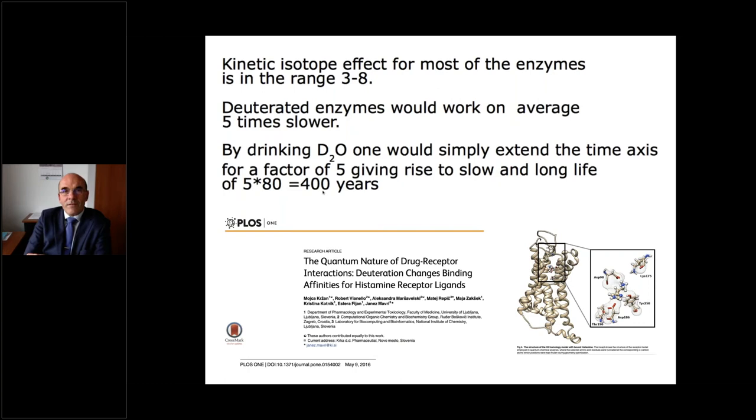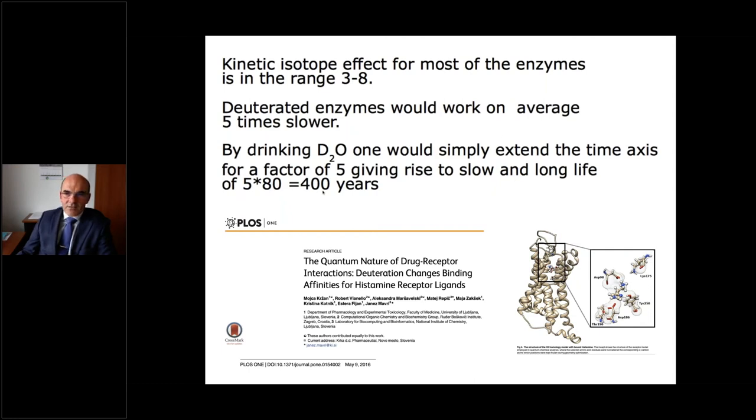Those who know some organic chemistry would realize that if one were slowly drinking heavy water, then slowly all protons in the human body would be replaced by deuterons, and one would have a slow and long life. So 5 times 80, so 400 years. This story works perfectly for Escherichia coli, but it does not work for higher organisms. Rodents do not survive if there is more than 30% of D2O in their body. And of course, one can speculate that the concept of agonism and antagonism is gone.